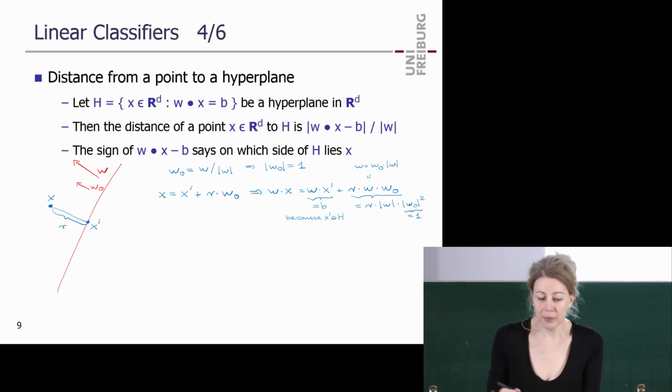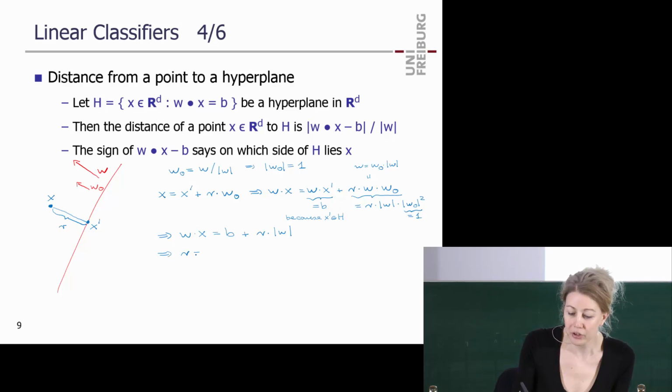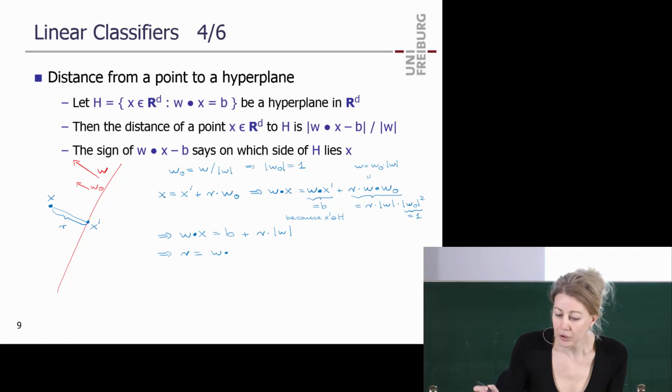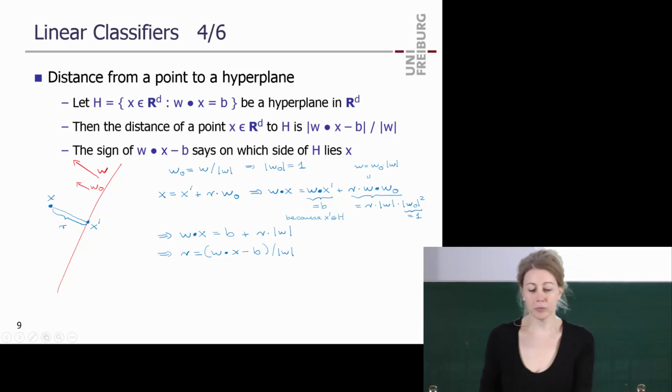Which means Wx is b plus R times W. And you see we almost have it, right? And now I can just resolve for the R. So R is just W times x, so this is always the dot product here. Whenever it's between two vectors, I don't have to write it so explicitly, but maybe it's helpful. Minus b divided by W.